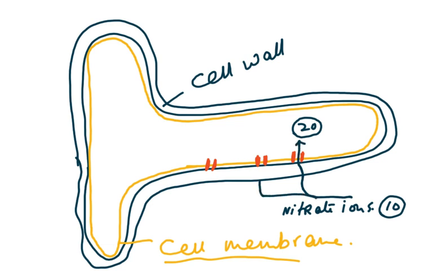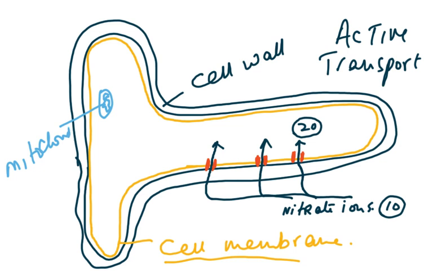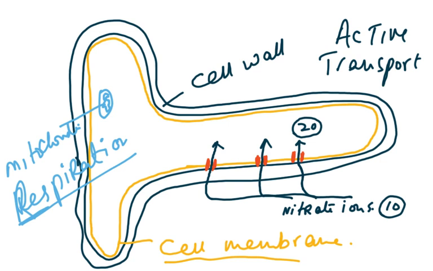Another very important thing I'm showing you in the diagram is that they're moving from a low concentration to a high concentration. So this has to be active transport. And for active transport, there must be some sort of energy available. That is why you will find a large number of mitochondria present here. The mitochondria ensure aerobic respiration, and respiration releases energy. If you watched my previous videos, I've always said respiration, R-E, release of energy.